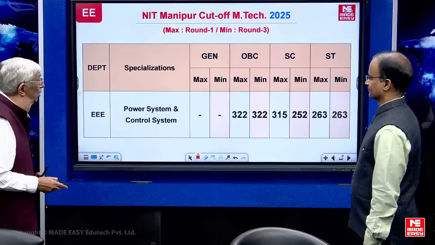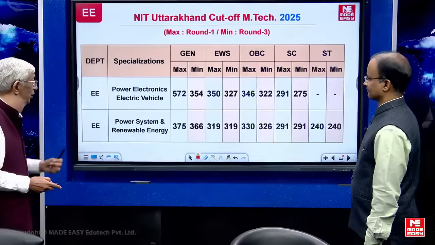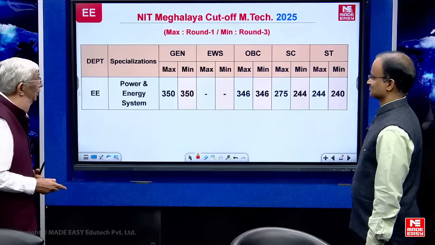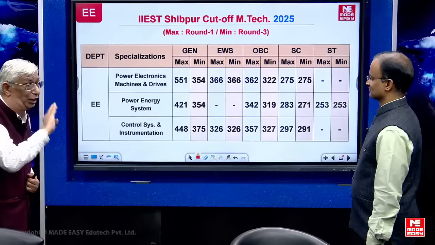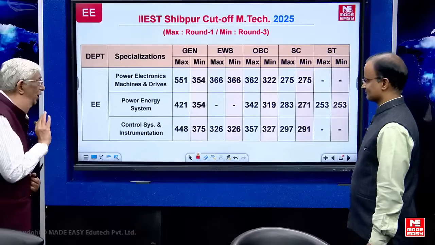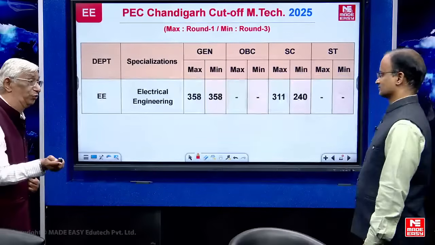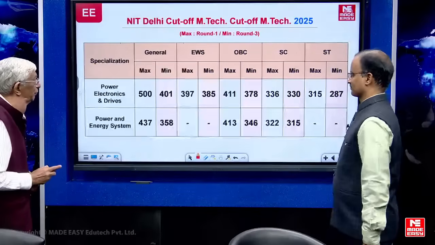Agartala, Manipur, Uttarakhand. Uttarakhand, surprisingly, the opening was very high. 570. Meghalaya and Shibpur. There is absolutely no interview for any of these institutes. It's direct admission purely based on GATE score, which is the highest amongst the last 3 years, 24, 25, 26.